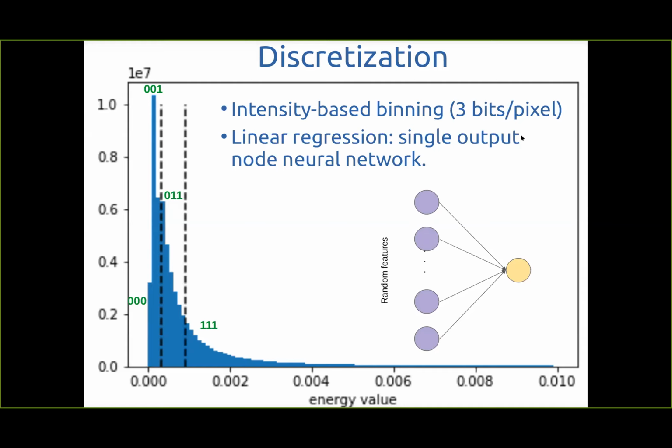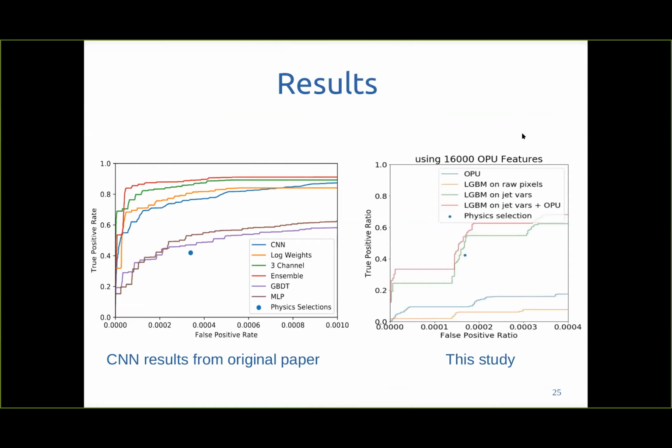Okay, how does it compare with the results from this study? On the left, you have the results from the original paper. In blue, it's the physics selection, so it's really simple cuts on the event. Above, you have some classical handcrafted features methods, multi-layer perceptron and boosted decision trees, and above the results with CNN from the article. On the right, we have what we got.